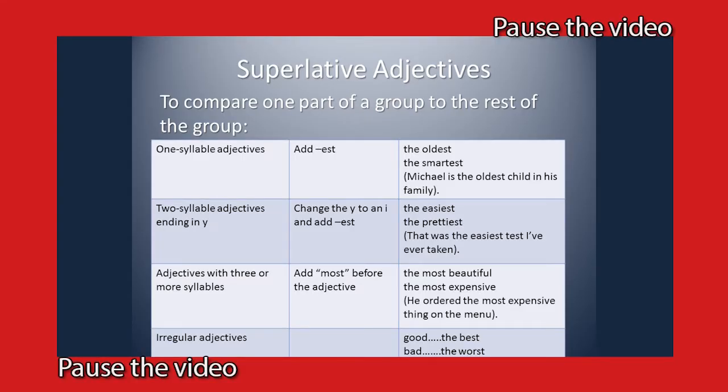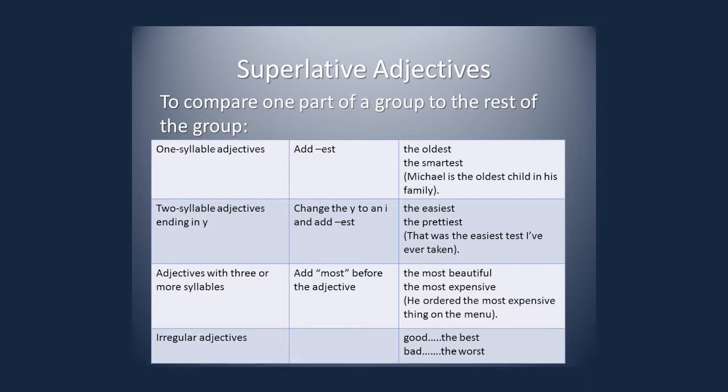Pause the video to review the chart on superlative adjectives. When forming superlatives, don't forget to use the word the before the superlative adjective. Michael is the oldest child in his family. That was the easiest test I've ever taken.